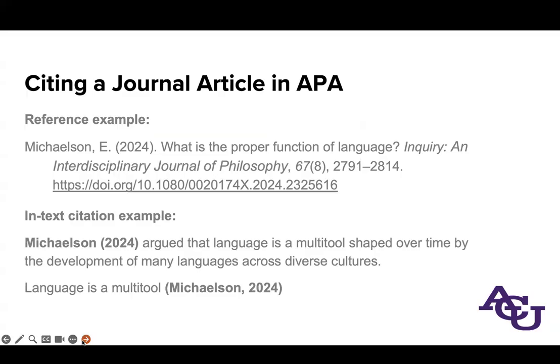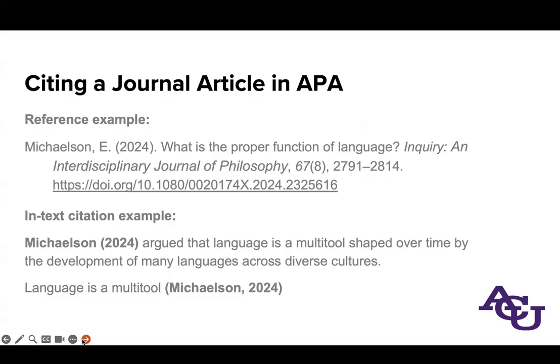After the title of the journal, we need to put the volume number, which is also in italics. That's the 67 here. The issue number goes next in parentheses. That's the 8, but notice that that is not in italics. And the comma between the journal title and the volume number is also not in italics. After another comma at the end, we put the page range.